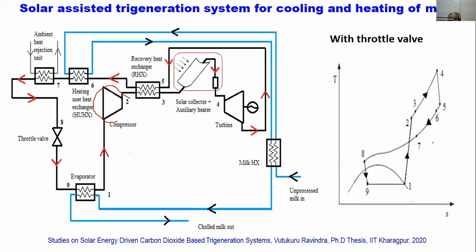And this is the temperature entropy diagram. There are 3 pressures here. One is the intermediate pressure, the gas cooler pressure, and the turbine inlet pressure is at 4, turbine exit pressure is 5, which is the same as the gas cooler pressure. Okay, and then you have the evaporator pressure.